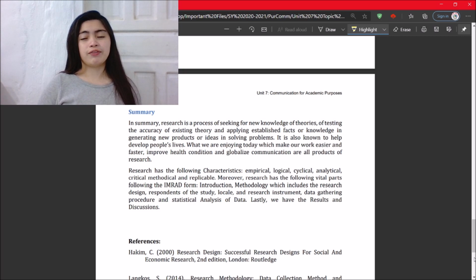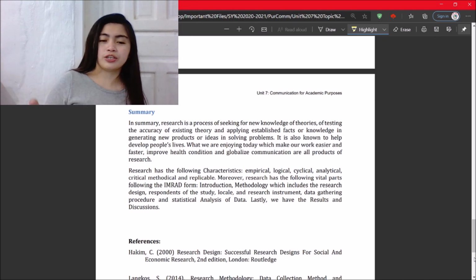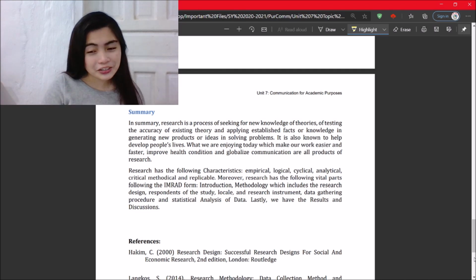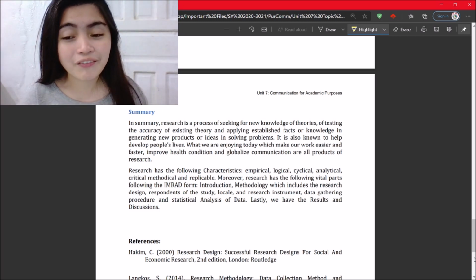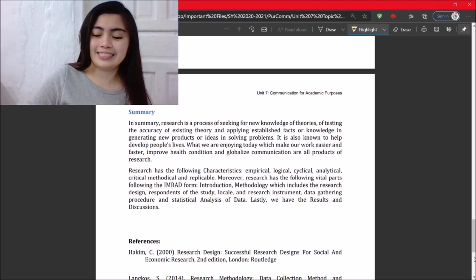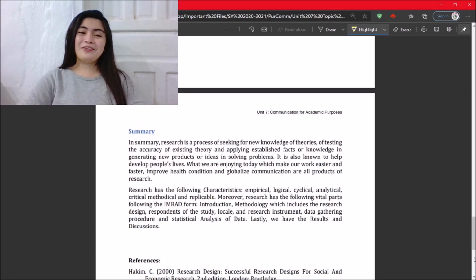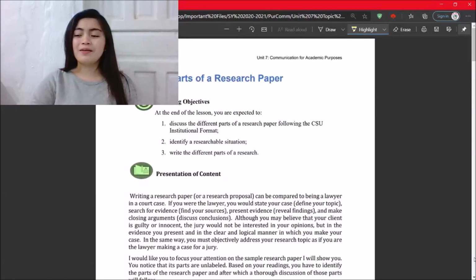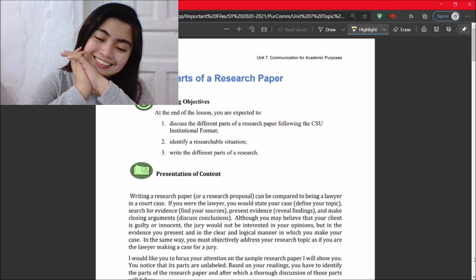Moreover, research has the following vital parts following the IMRAD form: introduction, methodology, which includes the research design, respondents, locale and research instruments, data gathering procedure, and statistical analysis of data. And lastly, we have the results and discussion and the references. So that's about it. We're done with Unit 7 and we're done with purposive communication for this semester.